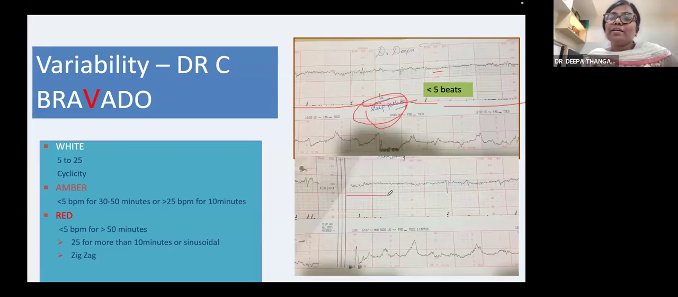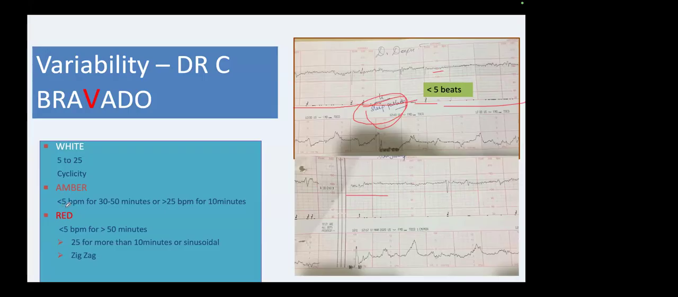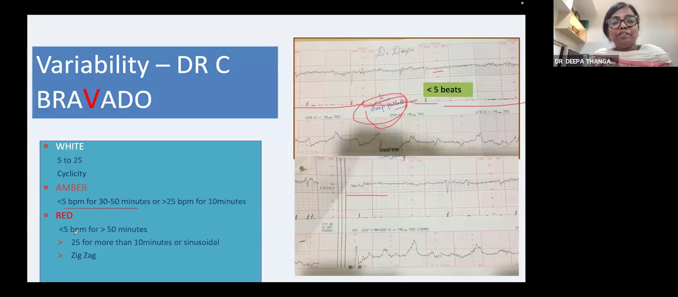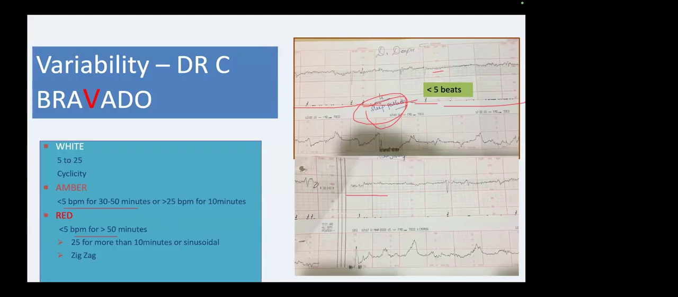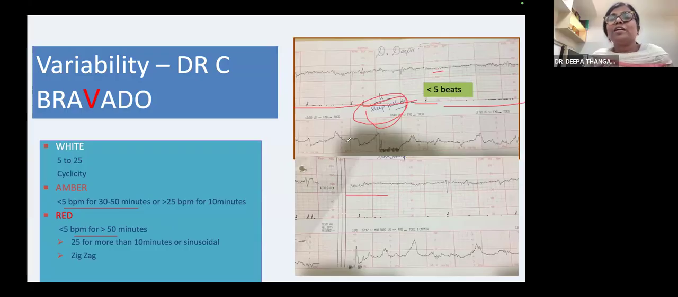So what do you call it now? It's reduced variability. How long can reduced variability be there? Up to 50 minutes, it's amber. More than 50 minutes, it's red. If you combine these two, it started around 12 o'clock and ended at 12:50. So more than 50 minutes comes under red.